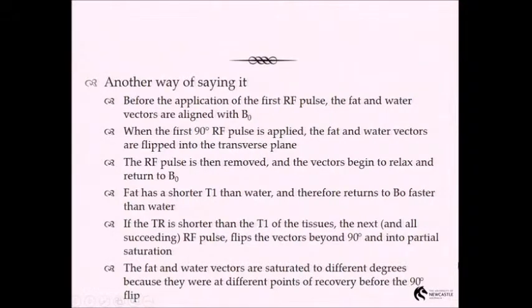Before the application of the first pulse, our fat and water are both aligned with the field. When we hit it with a 90-degree excitation pulse, we start to push them into the transverse plane. When that's removed, those vectors will start to relax, realign with the field, and lose phase coherence. Fat has a T1 shorter than water, so it recovers faster. If the TR is short, in that we haven't allowed for full relaxation, and we hit it with another 90-degree pulse, we start to bend it into what we call partial saturation.